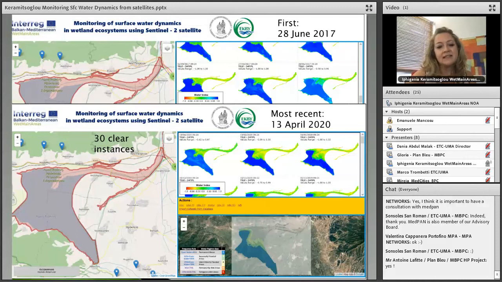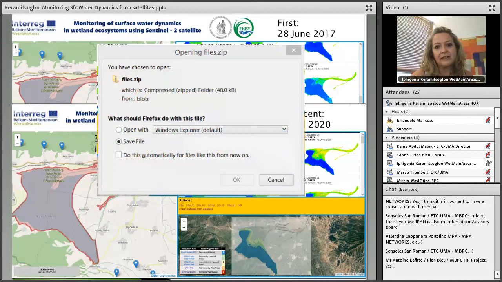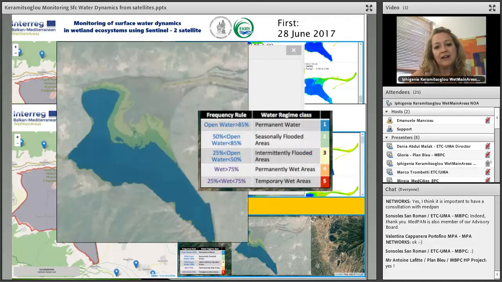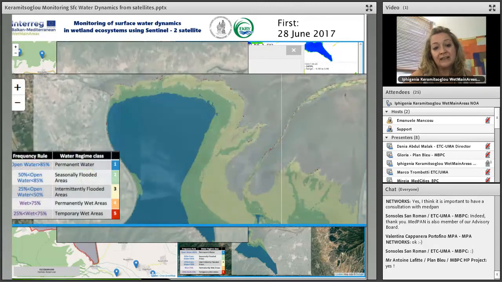So this is a system that has been running for 3 years. One minute, Evgenia, please. Okay. And you can download the files and save them. This is a zoom of the result, and you can see the level of detail with which these wetlands are mapped.